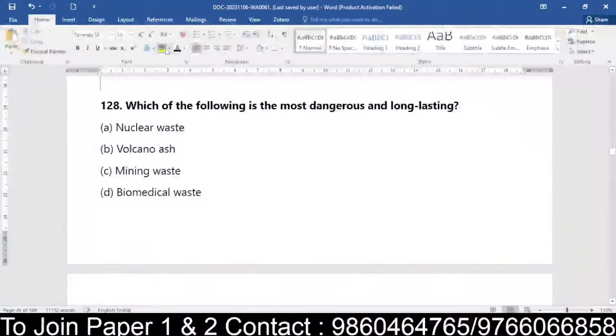128, which of the following is most dangerous and long lasting? They have given certain options. You have to determine which of the following is dangerous and long lasting: nuclear waste, volcano ash, mining waste, or biomedical waste. Very true, everyone who has answered it. Nuclear waste is what can be more impactful. Yes, option A, very good. I have got the answers. A is long lasting as well as dangerous, right?